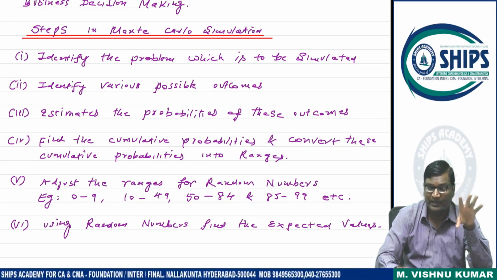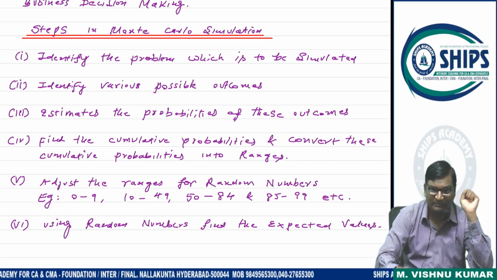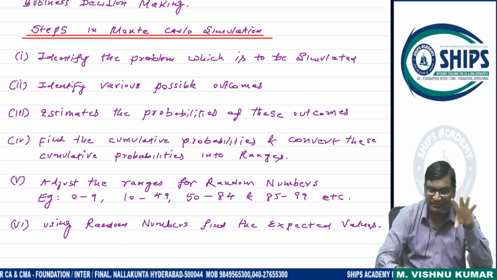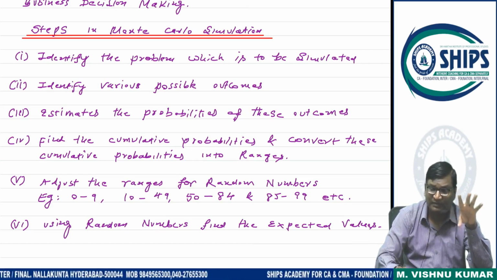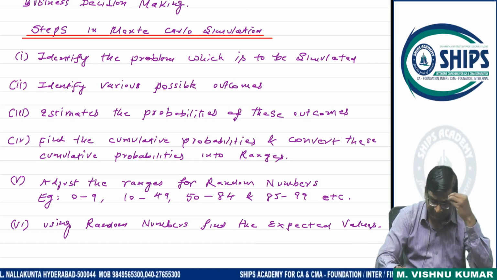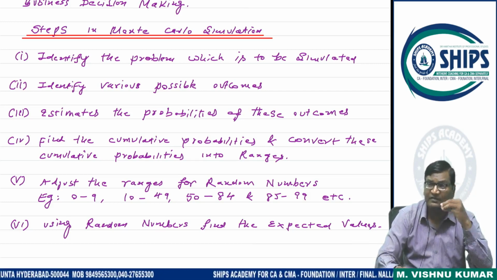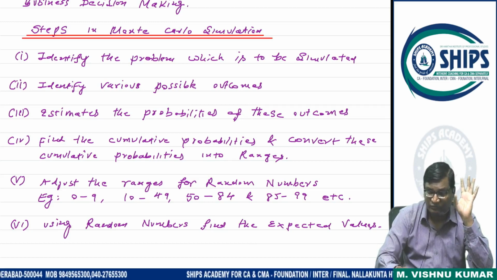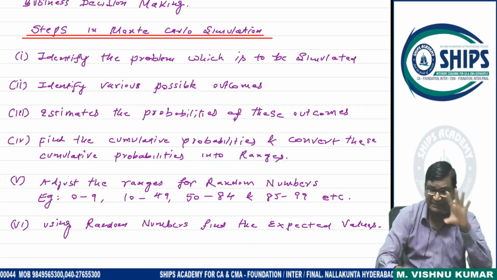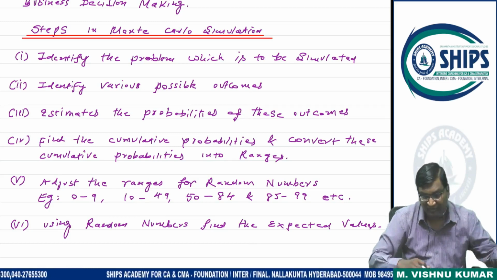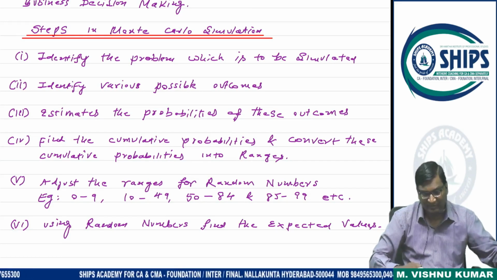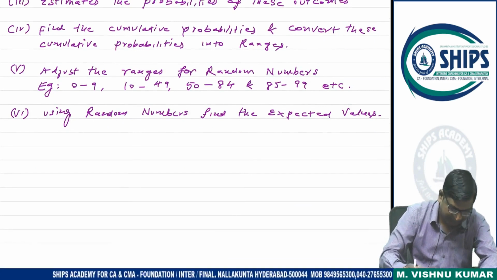First, what is the random number for rainfall? Suppose the random number given for rainfall is 50. What random number did they give? 50. So the probability is 60% for rainfall. So here we will develop the range. We'll develop the range. What does range mean? Listen.